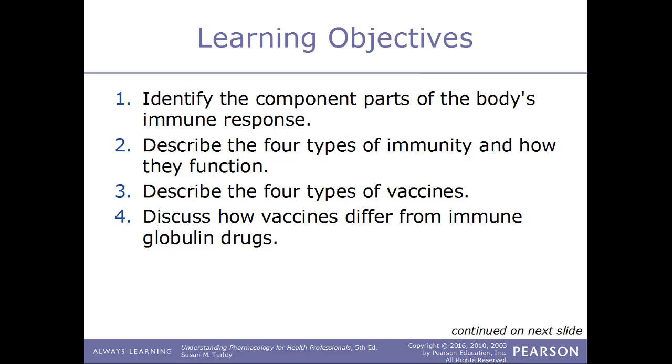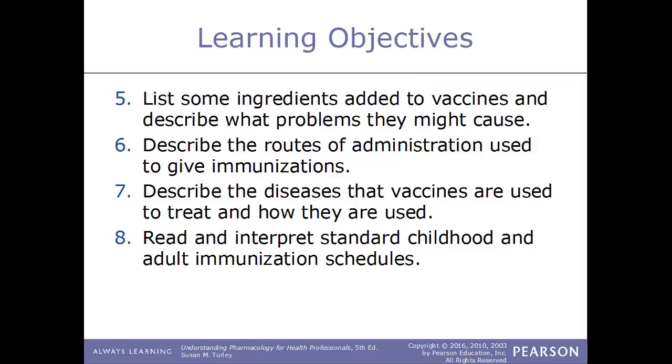Learning objectives for this chapter: identify the component parts of the body's immune response, describe the four types of immunity and how they function, describe the four types of vaccines, discuss how vaccines differ from immune globulin drugs, list some ingredients added to vaccines and describe what problems they might cause, describe the routes of administration used to give immunizations, describe the diseases that vaccines are used to treat and how they are used, and lastly, read and interpret standard childhood and adult immunization schedules.